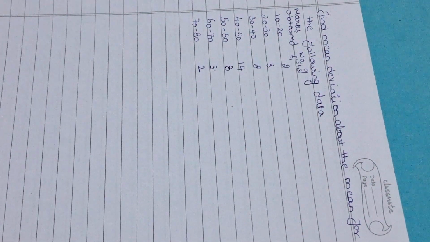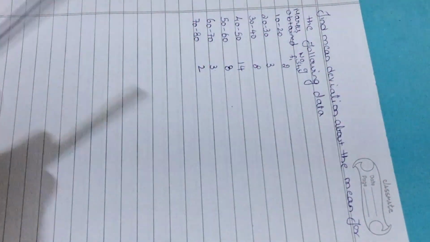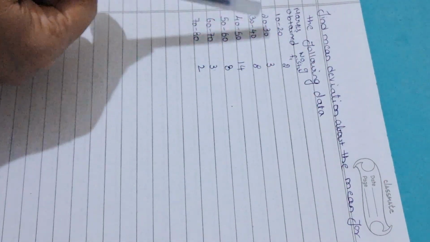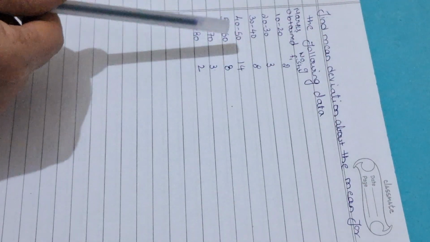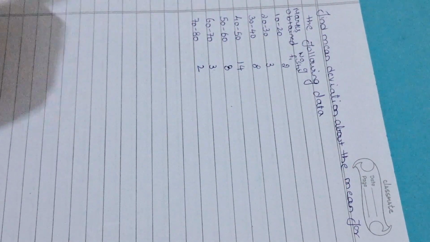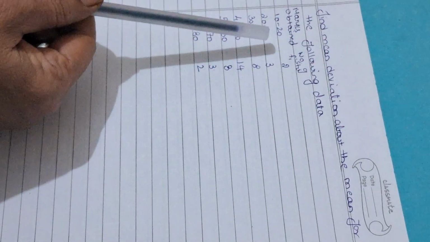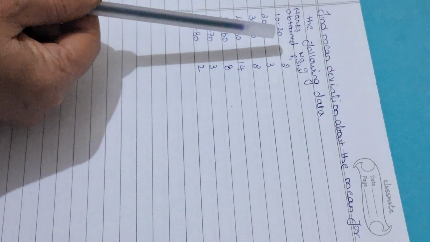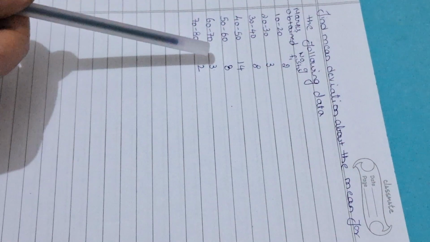Hello students, first of all find the mean deviation about the mean for the following data. The marks obtained will be 10 to 20, 20 to 30, 30 to 40, 40 to 50, 50 to 60, 60 to 70, 70 to 80 and so on. The number of students we call the frequency, and we write it in short form as fi. The frequencies will be 2, 3, 8, 14, 8, 3, 2.